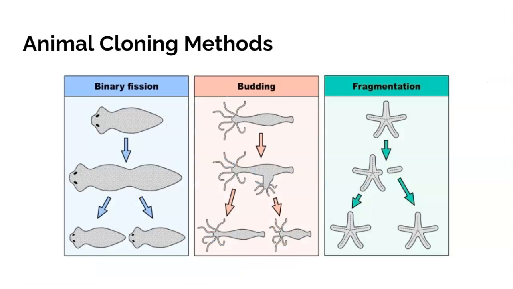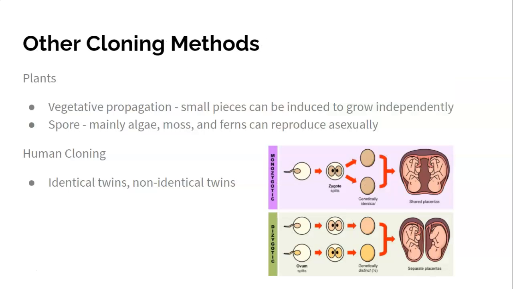So this is an asexual way, right? Binary fission, where you just kind of grow and split. Budding is when you have an extra growth that eventually splits off and you have identical DNA. And then fragmentation, which is like in starfish where the arm will break off and regrow. So the original starfish will regrow its arm and the arm can grow into a secondary starfish. Other cloning methods, like in plants, you have vegetative propagation where you take small pieces of plants and then grow them independently. And then you have spores, like algae, moss, and ferns, which can reproduce asexually.